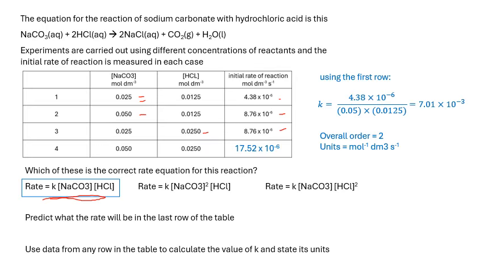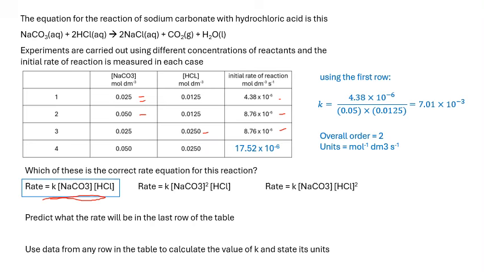Predict what the rate will be in the last row of the table. If we double both of them, it will be 4 times bigger. So 4 times 4.38 is 17.52 times 10 to the minus 6. I've just done that. Anyway, moving on.